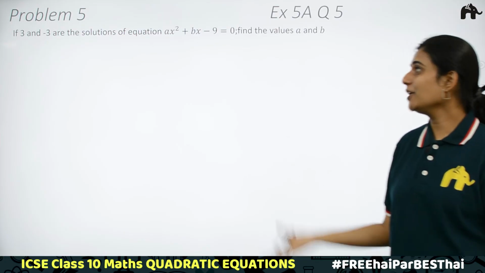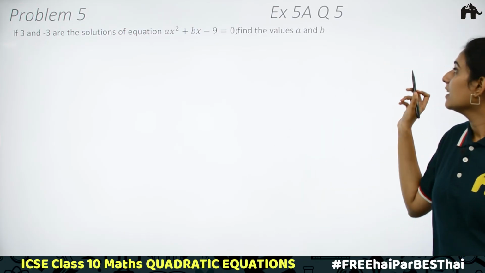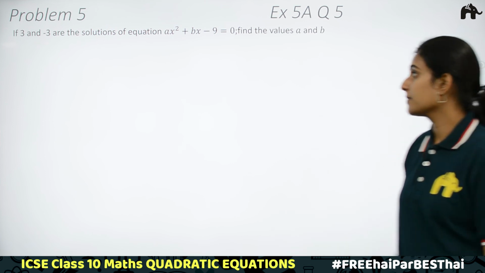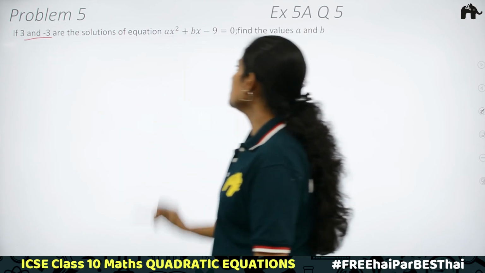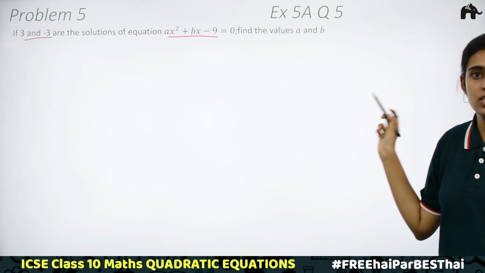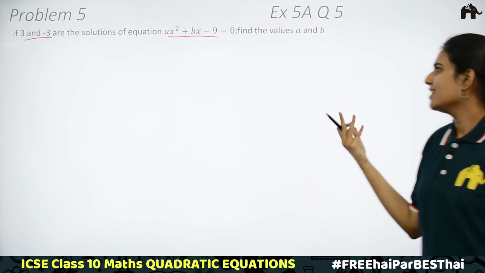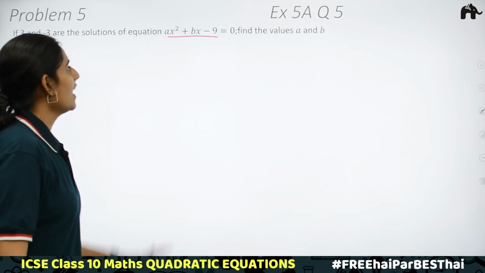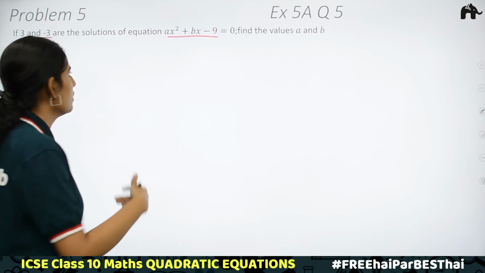We have solved many questions related to quadratic equation. Question number 5 of exercise 5A. If 3 and minus 3 are the solutions of the equation ax square plus bx minus 9 is equal to 0, find the values of a and b. Same question, right? Just the expression and the solution values are changing.